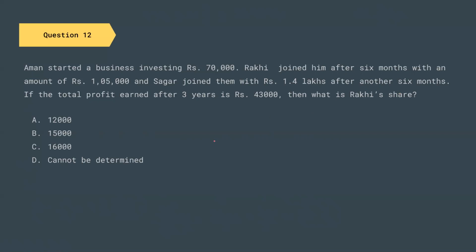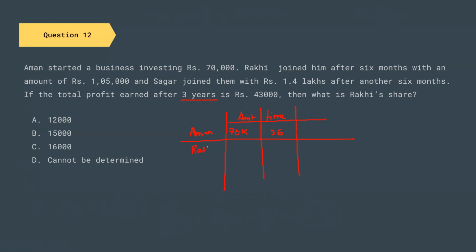So we have to remember one thing. Let us find the amount invested and the time that money was invested for. So we have Aman here. Aman invested 70,000 rupees, which I can write as 70k, and he invested that for 3 years because he was there when the business started. So the total time he invested that money was 36 months.